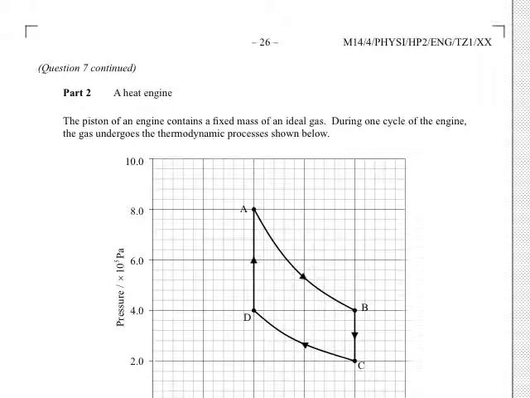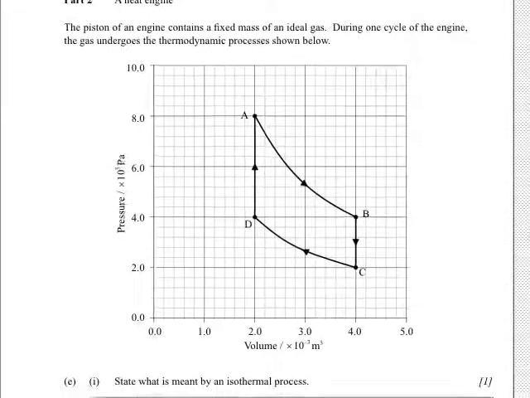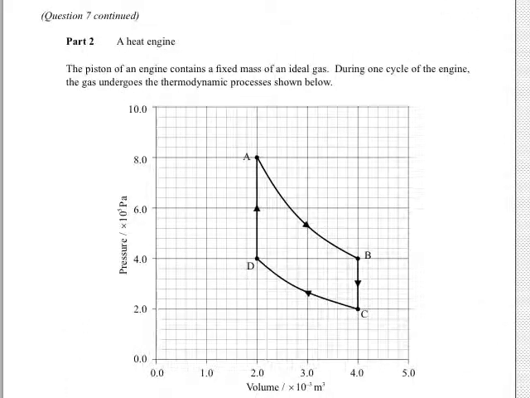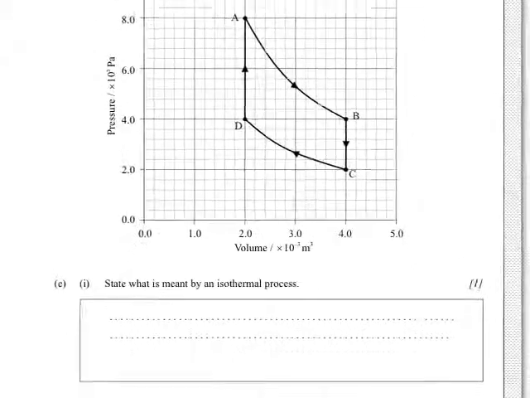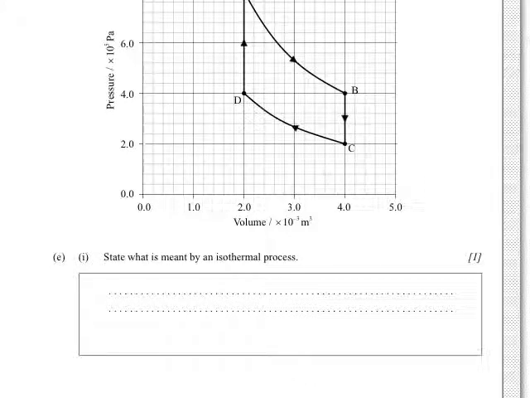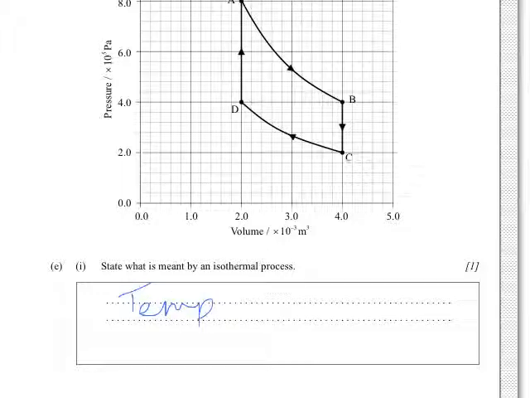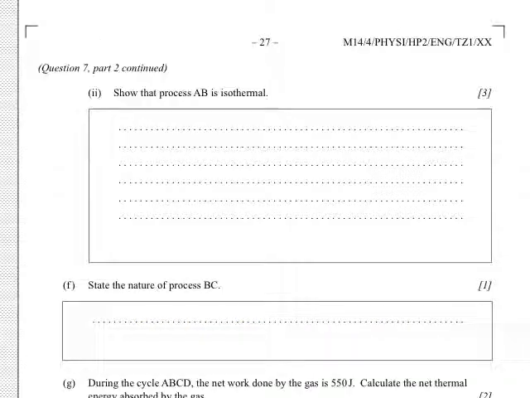Okay, part B is about heat engines. Here we have the pressure volume graph for a process, a piston of an engine. What is meant by an isothermal process? Well, an isothermal process, you should remember, is a process where the temperature is constant. Okay. Show that process AB is isothermal.